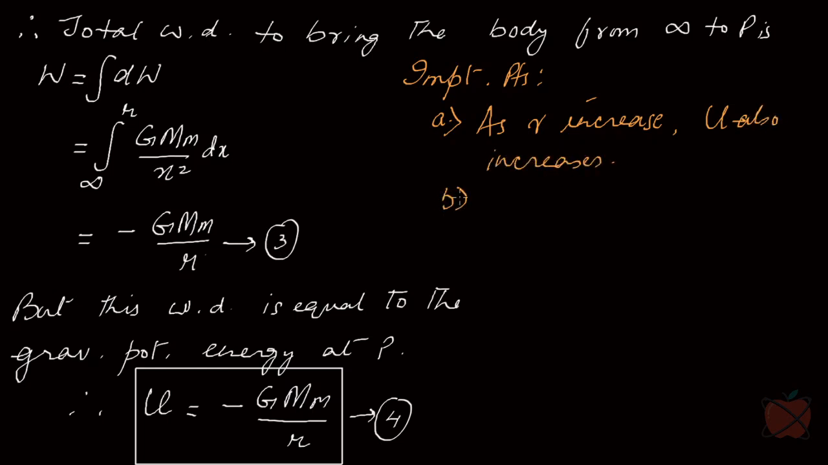Okay, so b, if r is infinite, what will be the value of U? U will be 0, which is maximum. So you may ask me, how come U is 0 but I said that it is maximum? How can that be? You see here, if r increases, then what happens to this part?